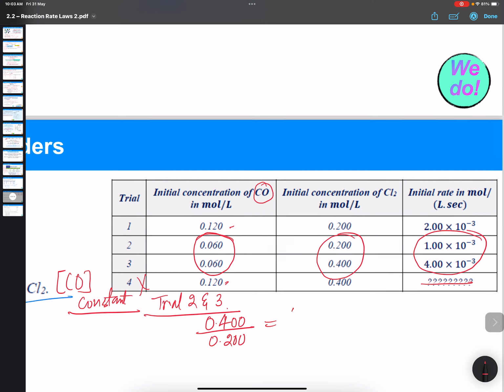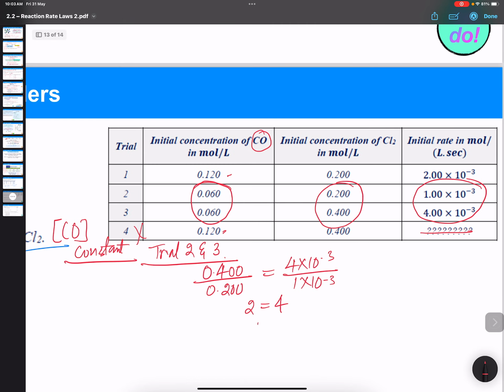0.200 equals 4 into 10 raised power minus 3 over 1 into 10 raised power minus 3. Solve it, you'll get 2^n = 4. So, 2 raised power 2. So the value of n is 2. It means the Cl2 order is 2.